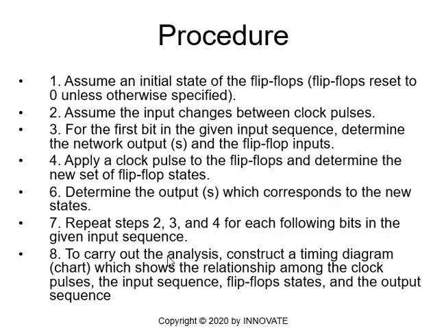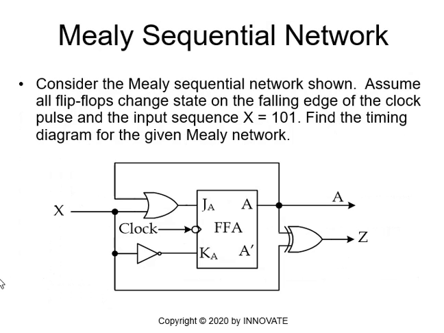To carry out the analysis, construct a timing diagram chart which shows the relationship among clock pulses, the input sequence, flip-flop states, and the output sequence. As an example, we'll take a Mealy sequential network, and we would like to analyze this network based on a given input sequence x equals 101. We would like to find the timing diagram for this Mealy network.